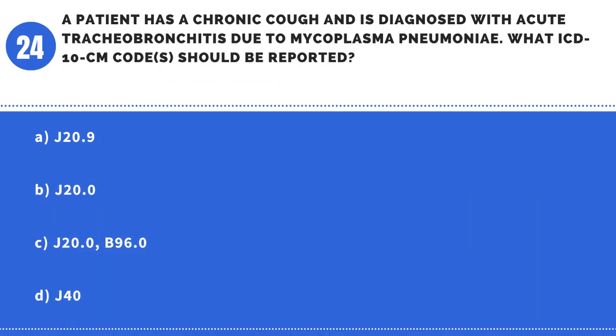Question 24. A patient has a chronic cough and is diagnosed with acute tracheobronchitis due to Mycoplasma pneumoniae. What ICD-10-CM code should be reported? A. J20.9. B. J20.0. C. J20.0, B96.0. D. J40.